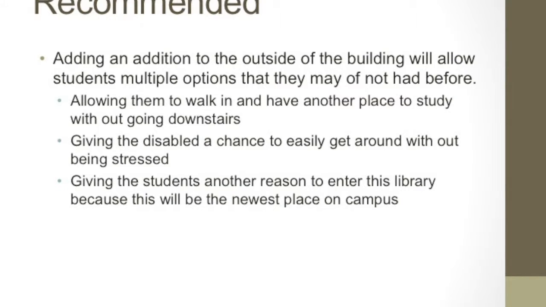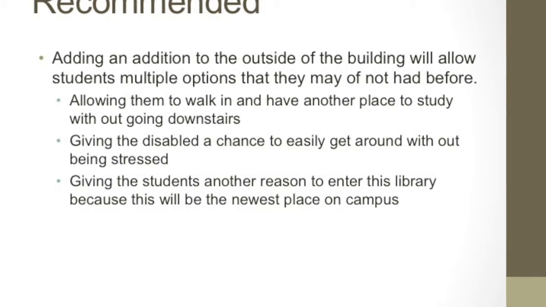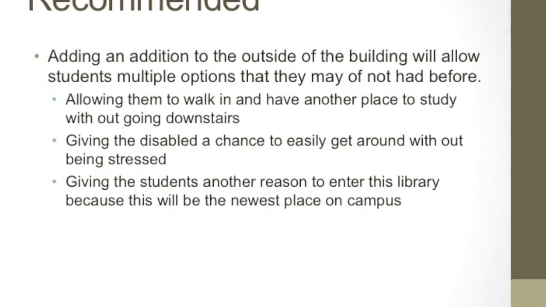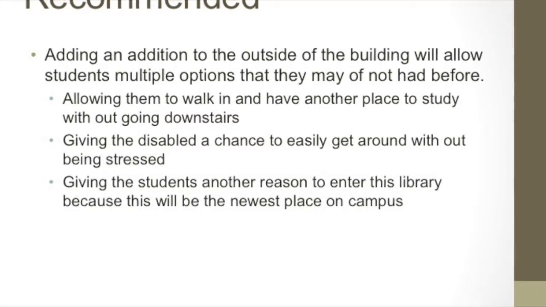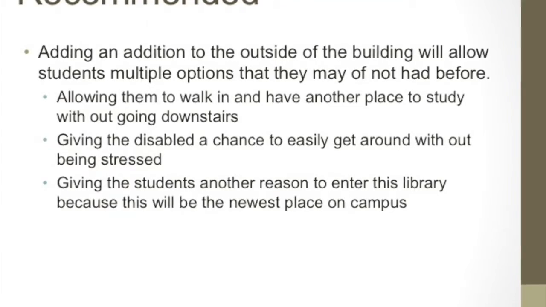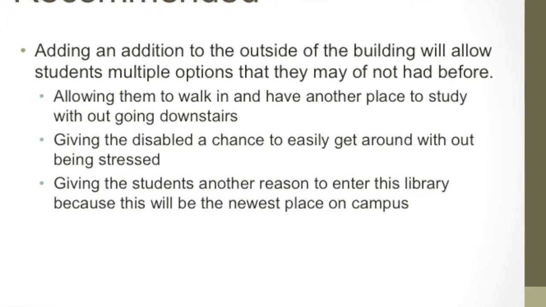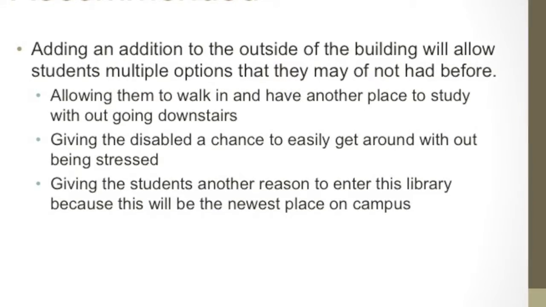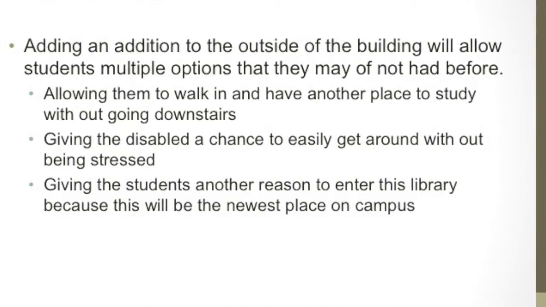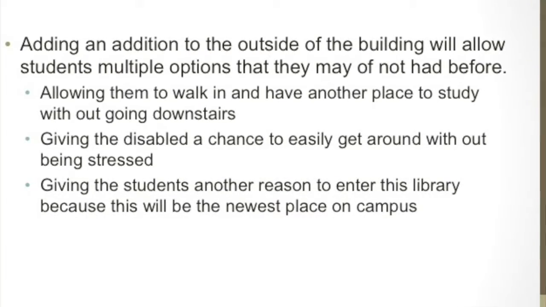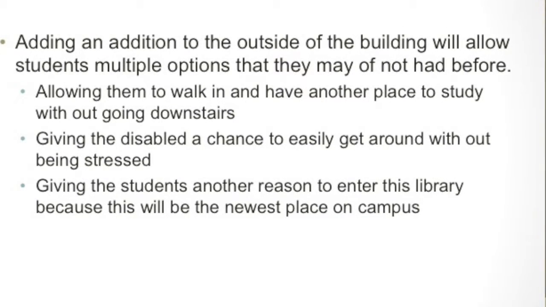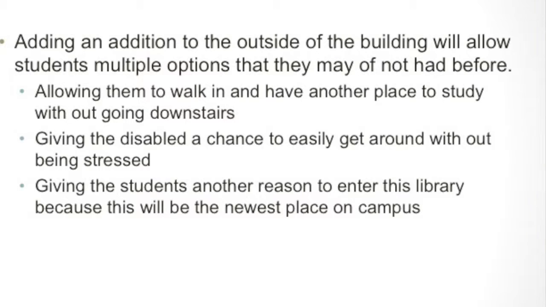But my recommended suggestion would be to add an addition onto the outside entrance of the building to allow students multiple options that they may not have had before. With the addition of new space, it can allow them to walk in and have another place to study without having to go downstairs or just in between waiting for classes. It would give the disabled some more room so they don't feel so claustrophobic and an easy way to get around without being stressed. Also, it would give the students another reason to enter this library because it would be the newest place on campus.